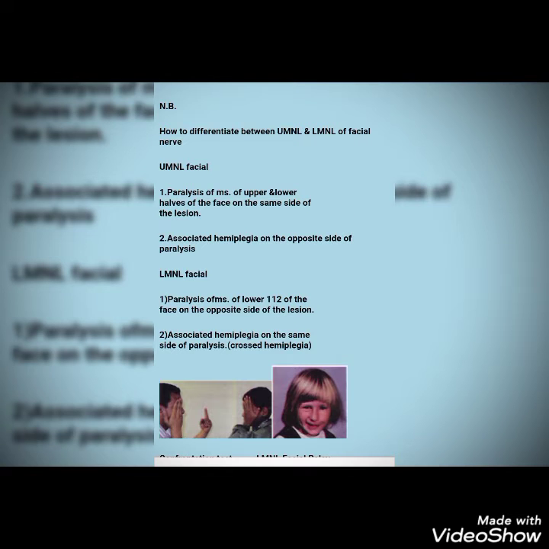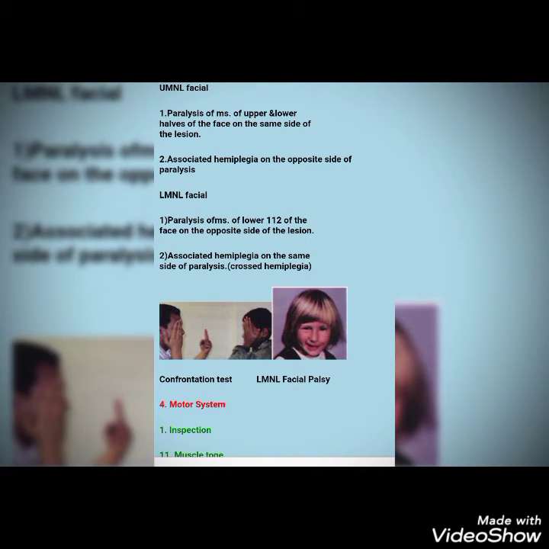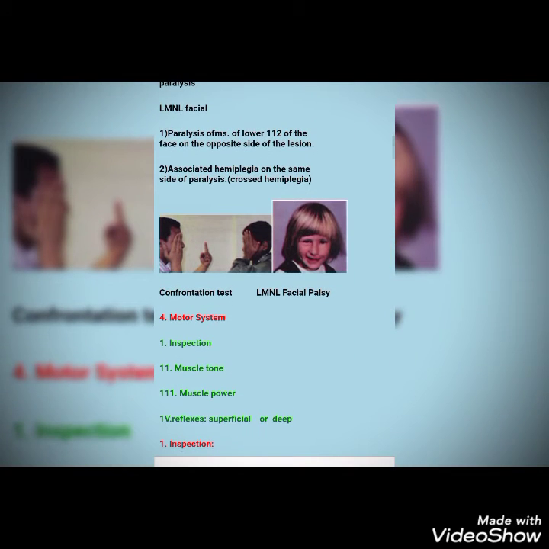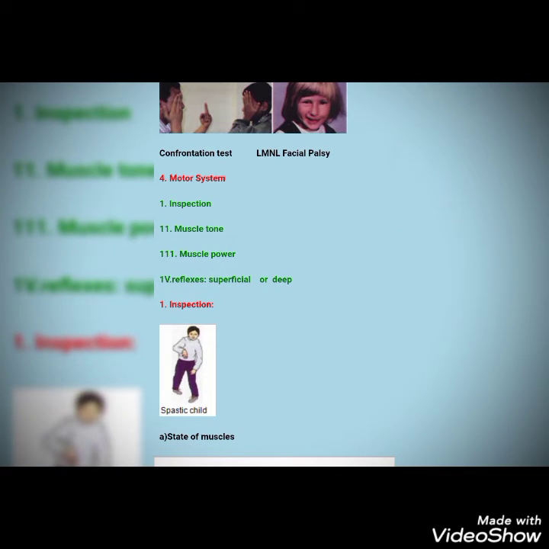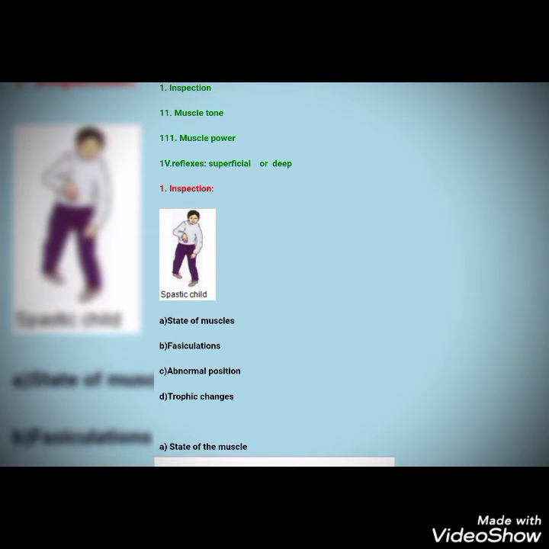LMNL facial palsy is paralysis of the upper and lower halves of the face on the same side of the lesion, associated with hemiplegia on the opposite side, crossed hemiplegia. Motor system of the body: inspection, muscle tone, muscle power, reflexes, superficial or deep. Inspection: this is a picture of a paralyzed child, a spastic child.